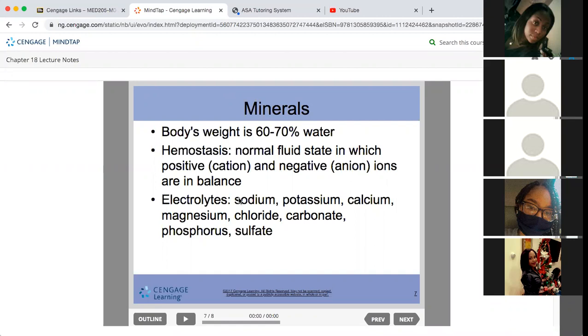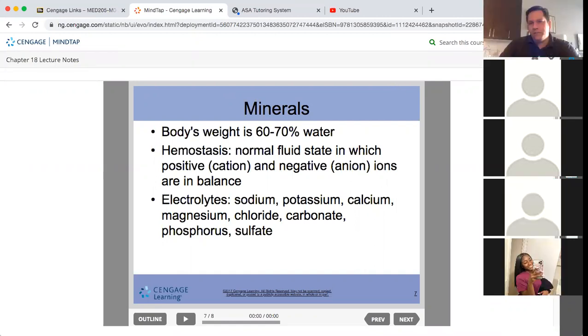A cation is an ion with a positive charge of electricity. An anion is an ion with a negative charge of electricity. Cations and anions are involved in metabolic activities and are essential to the normal function of all cells. The normal fluid state in which positive and negative ions are in balance is called homeostasis.